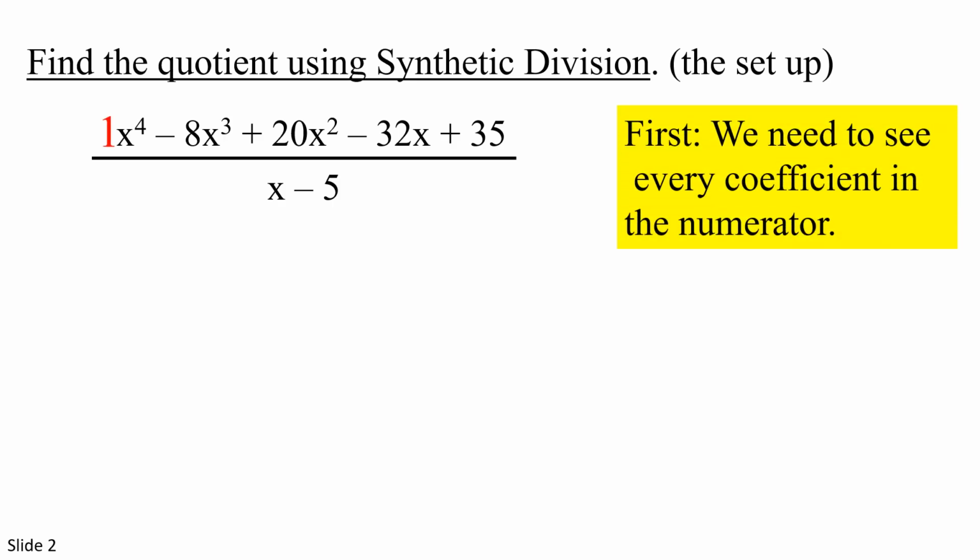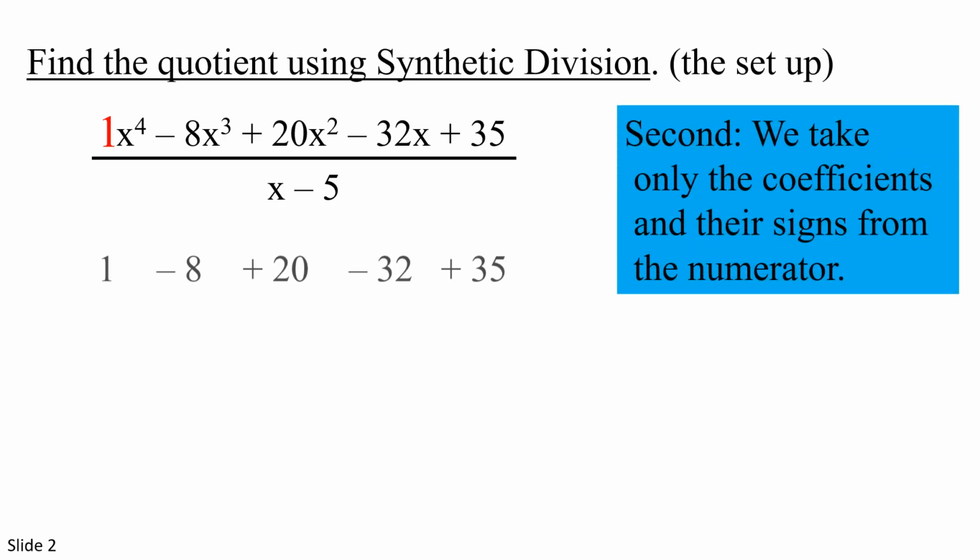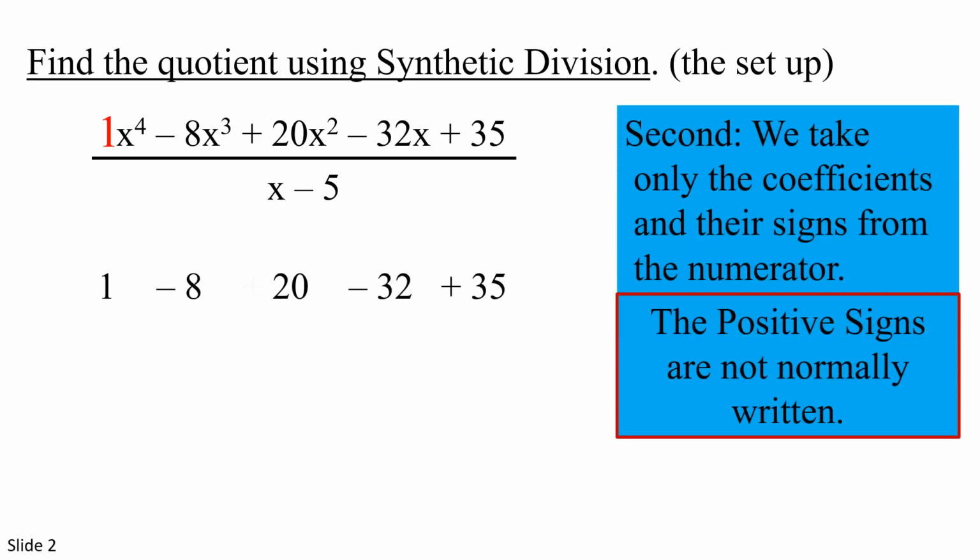So first we need to see every coefficient in the numerator. So I put a 1 out in front of the x to the fourth because we're only going to use the coefficients, so I need to see them all. Then we take only the coefficients of the numerator. Okay, so I got 1, -8, 20, -32, and 35. Positive signs are not normally written.